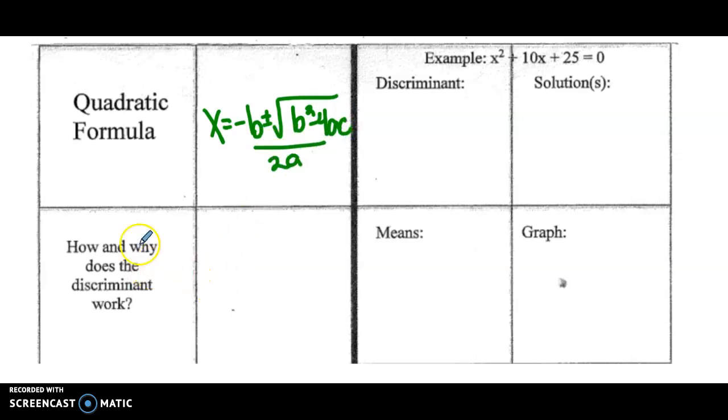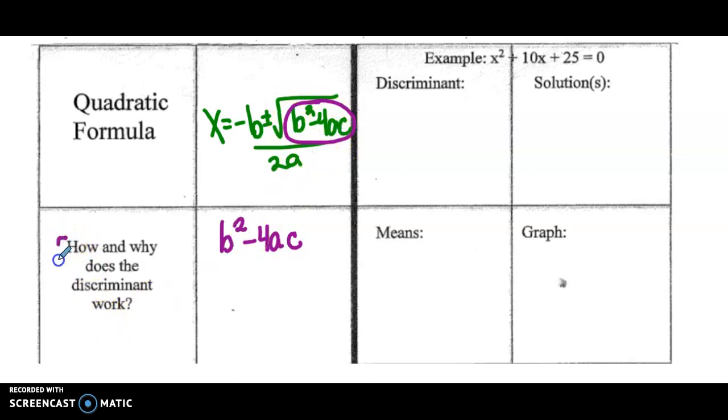Okay, then what I want you to take a look at, in this next box right here, is just the discriminant only. And the discriminant only is going to be this portion right here. So we are just specifically looking at b squared minus 4ac. We're seeing what type of number I am going to get underneath my radical.